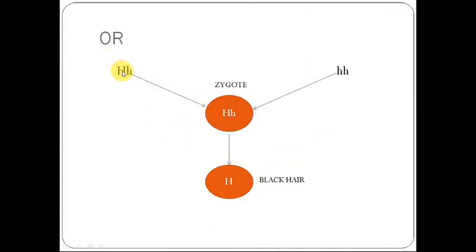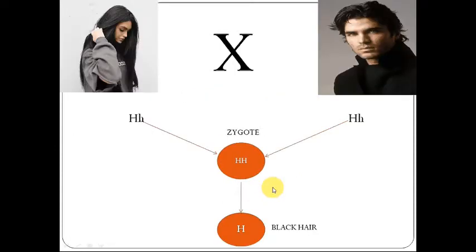Or if she gives the dominant character and the recessive character from the male comes in, it forms capital H and small h, but the dominant character wins. Therefore, the baby with black hair is formed.